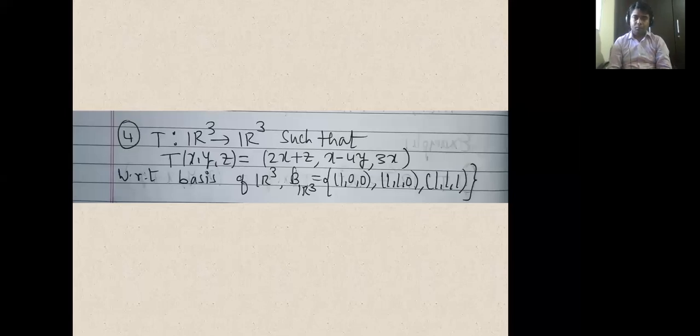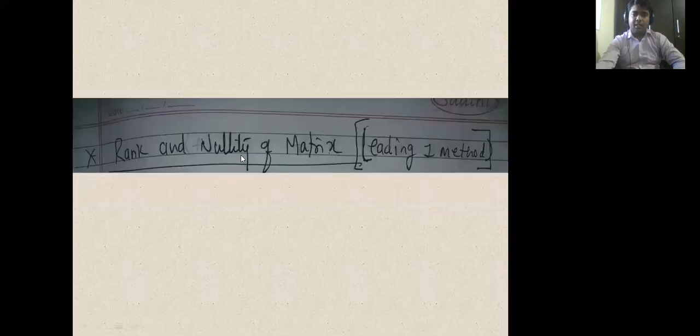Now next, suppose a matrix is given directly, then using only the matrix, find the rank of that matrix and the nullity of the matrix. How to do that? That is our next topic: rank and nullity of a matrix. The method we will use in computing rank and nullity of a matrix is the leading one method. This is the name of the method I will be using.